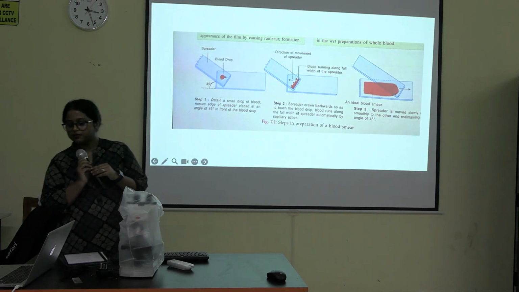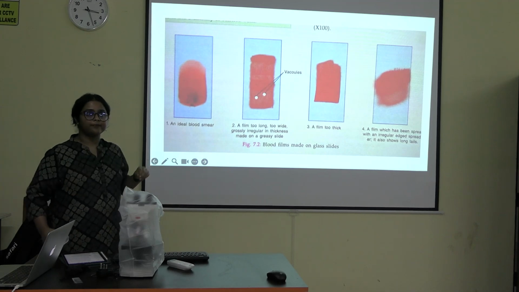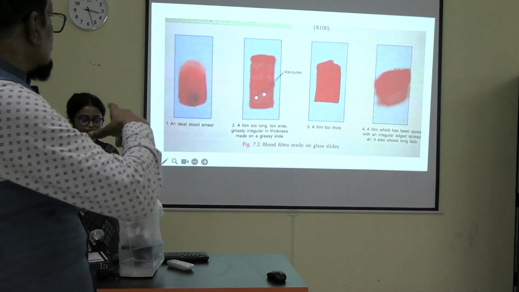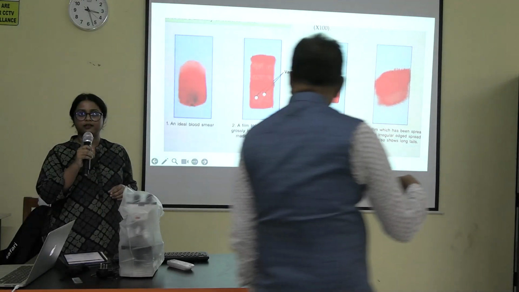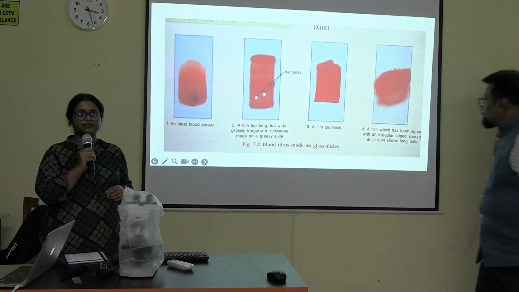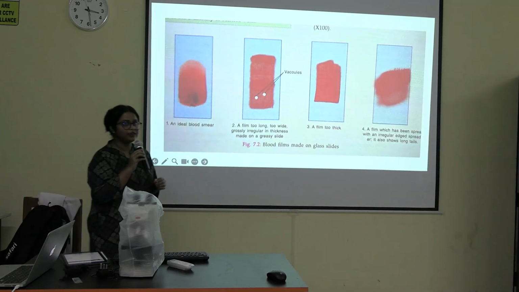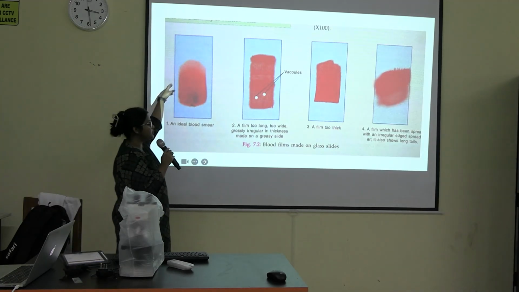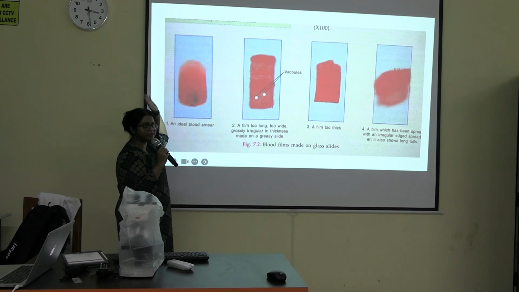Now, see how an ideal blood smear should look like. Which one is ideal? There are some criteria. Can you tell us about the criteria of a good blood smear? Is it clear? An ideal blood smear should be tongue shaped ideally. 3 to 4 centimeter should be its length. It should not be too thick or too thin.